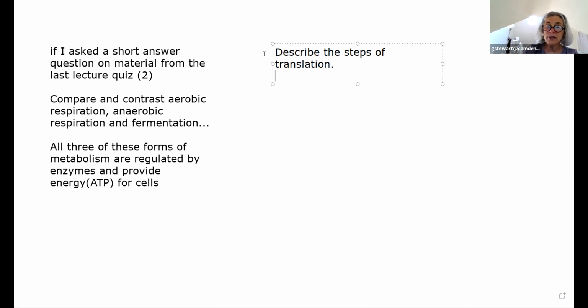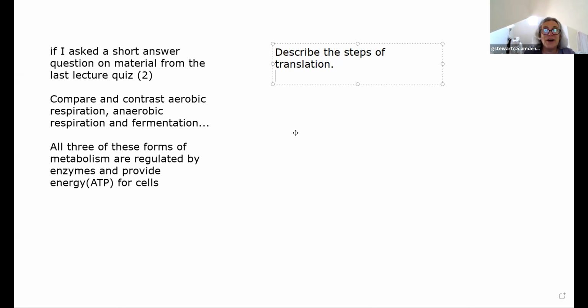I put it as a short answer question usually on that particular lecture quiz, because this is a really important thing that you have to know forever now, because translation is how cells make proteins, and proteins, as I'm sure you already know from A&P, right? Most of the hormones, most of the control mechanisms in cells, as well as all the metabolism, are all regulated by proteins. So this is a really important process to understand.